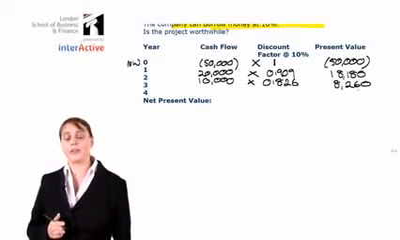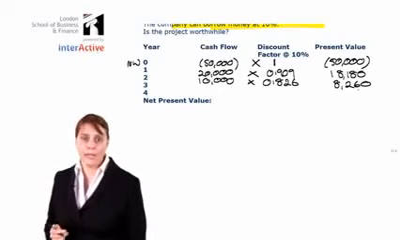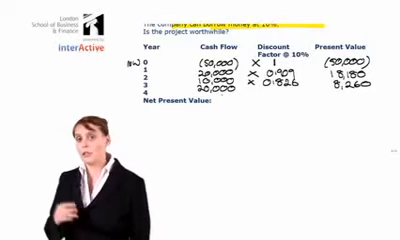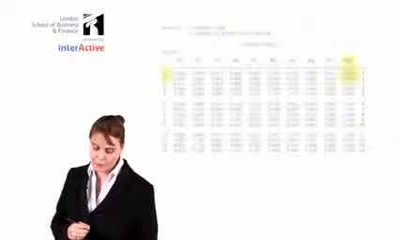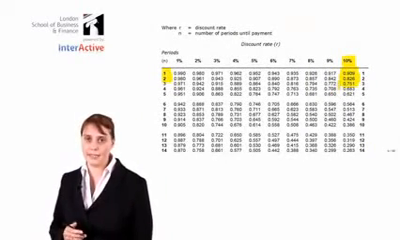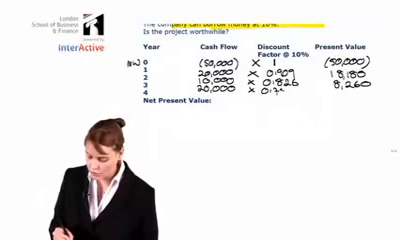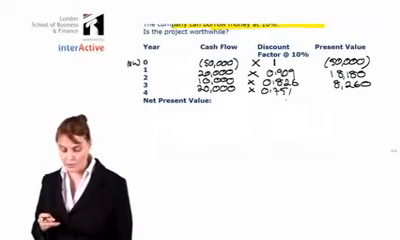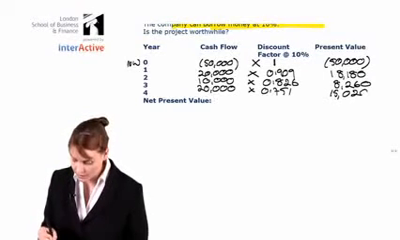Very same again for year 3. What is our cash flow? Check your timeline. In 3 years' time, we're going to receive $20,000. Looking at our tables again, the discount factor in 3 years' time with a rate of 10% is 0.751. So we multiply the 20,000 receivable in 3 years' time by our discount factor of 0.751, and you should get 15,020.